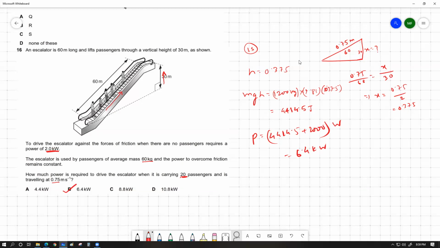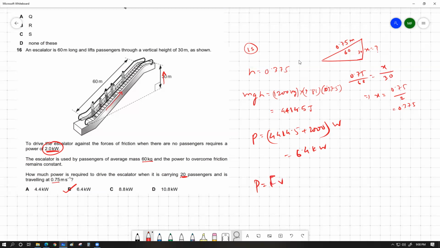Sir, 2000 কেন add করলাম স্যার আমরা? Because by default the escalator requires 2 kilowatt for friction, for its own. Additional to its own power, we have to lift up the people. I calculated the whole thing for 1 second. That's one way to go for it. There is another way. We can also do this math by the formula P equals FV.